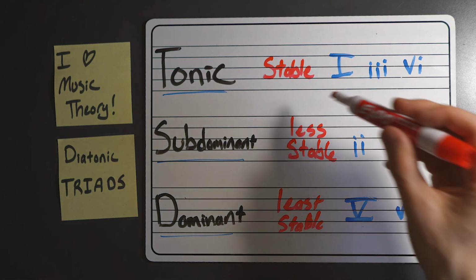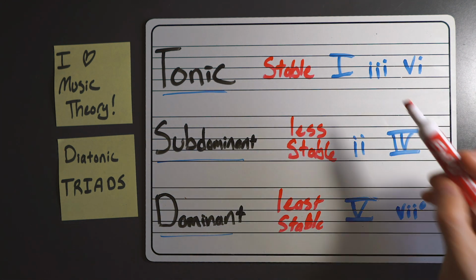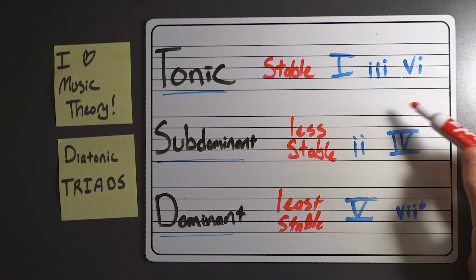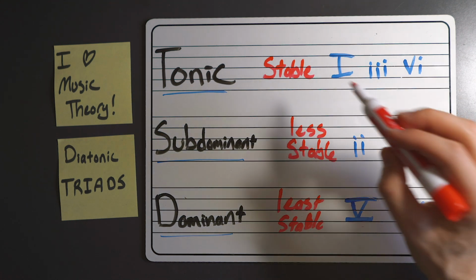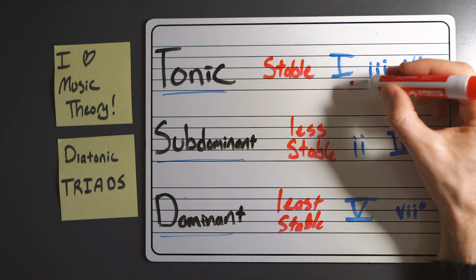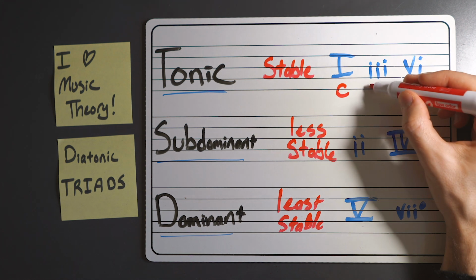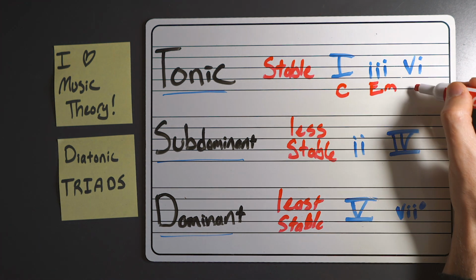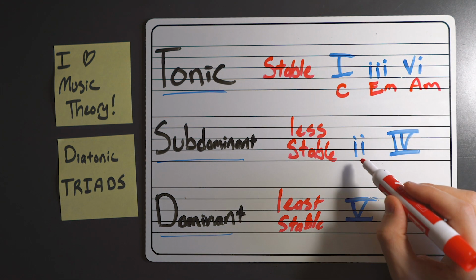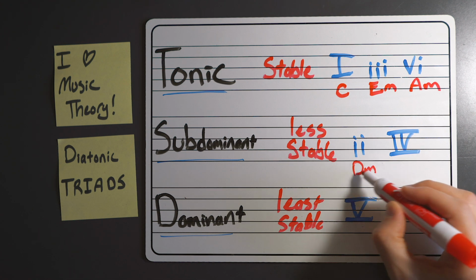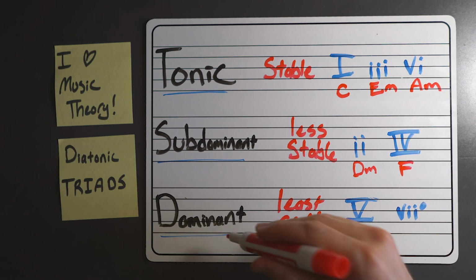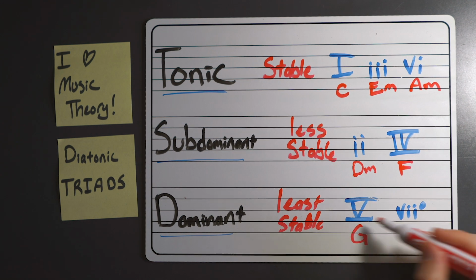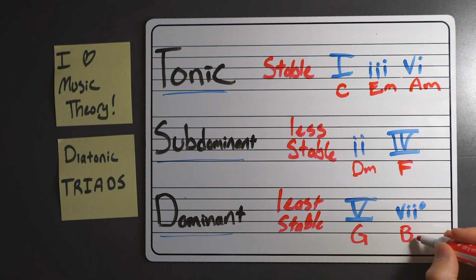So just for example, let's look at what these would be in the key of C, right? The Roman numerals are convenient because we could talk in any key and we would still have the same kind of knowledge of where we're at. So if we were in the key of C, my 1 chord obviously is C, right? 3 is going to be E minor, 6 is going to be A minor, 2 is our D minor chord, 4 is our F, leaving us with our least stable dominant area, which is going to be 5 chord G, and 7 diminished, which is going to be B diminished.